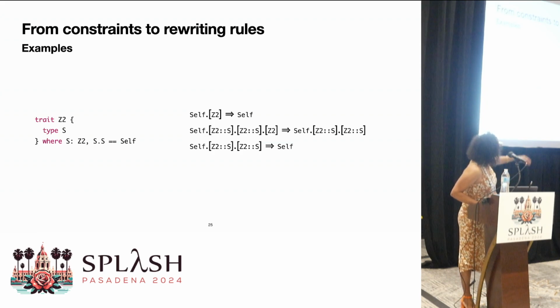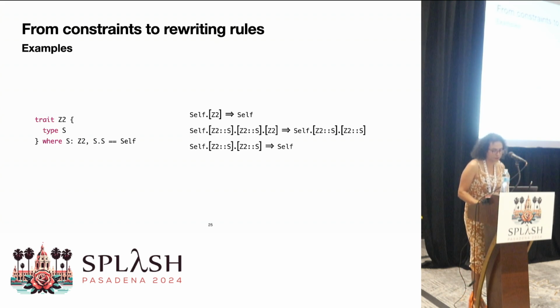So self conforms to Z2. Then we have the first constraint that's selecting. Sorry, this is selecting s. s is conforming to Z2, and then we have the conformance constraint. So those are the constraints that are generated from this trait.